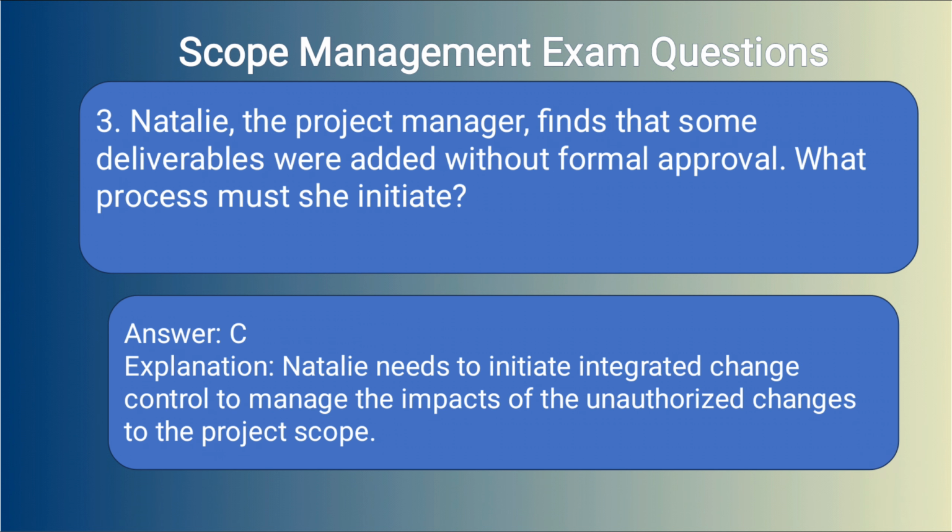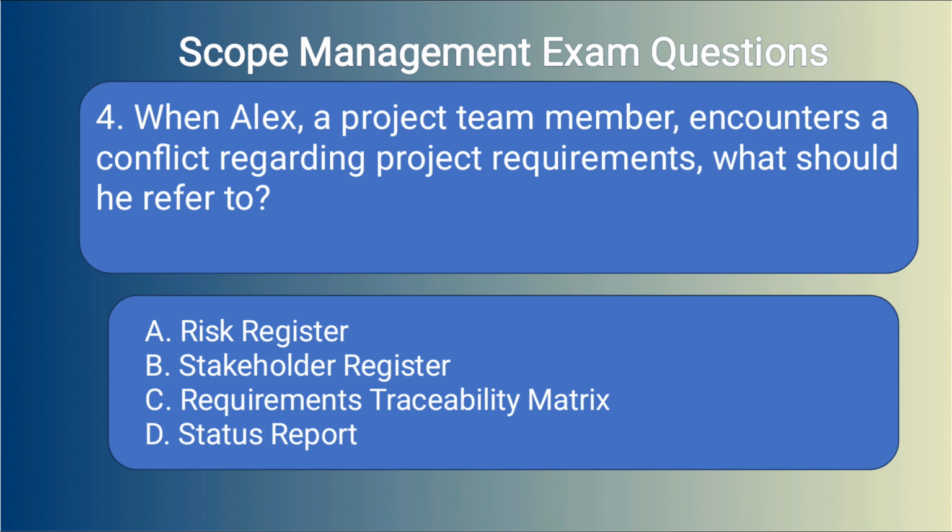Answer C. Explanation. Natalie needs to initiate integrated change control to manage the impacts of the unauthorized changes to the project scope. 4. When Alex, a project team member, encounters a conflict regarding project requirements, what should he refer to?